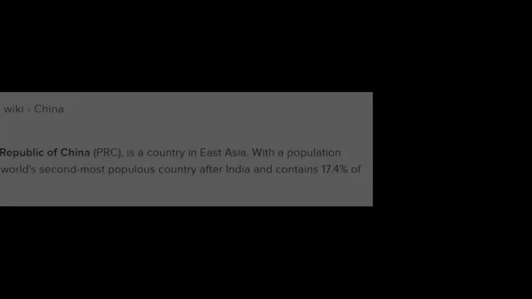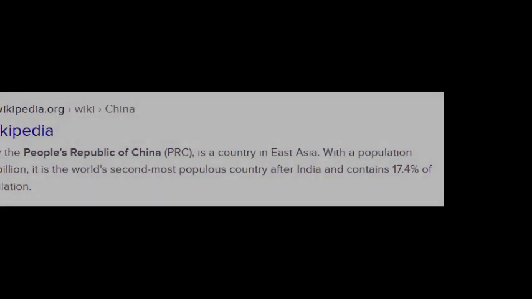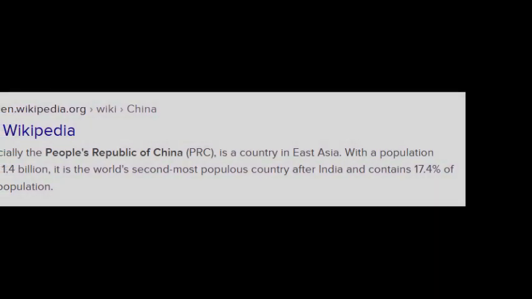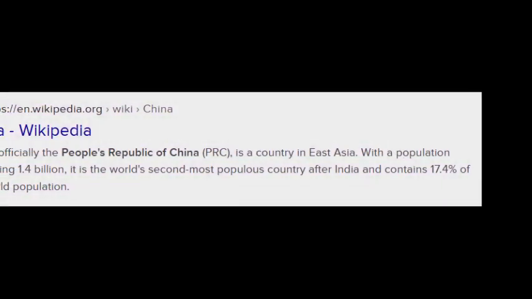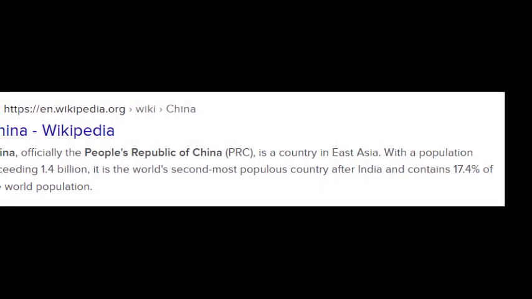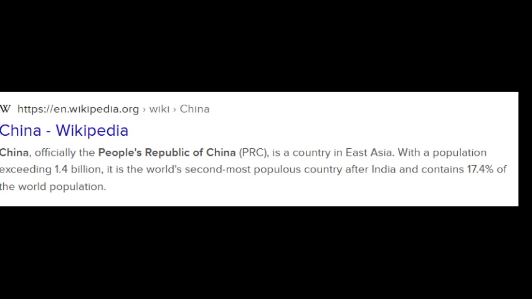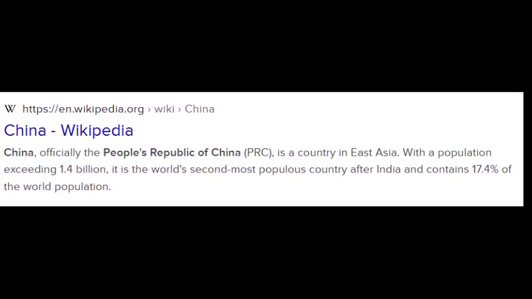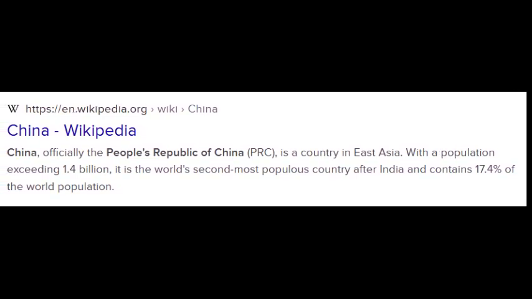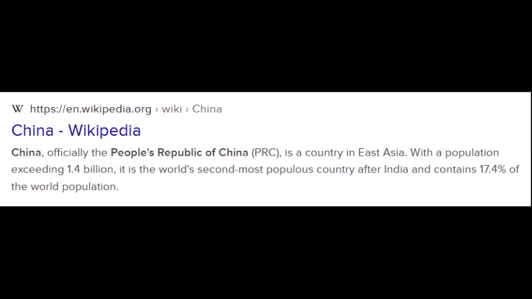Then we have China, officially the People's Republic of China, PRC, a country in East Asia with population exceeding 1.4 billion. It's the world's second most populous country after India and contains 17.4% of the world population. And of course, here's that doublespeak again. It's a Republic of China, but it's not the Republic for the people of China, right? It's not domestic. It's foreign owned, just like everything else is.